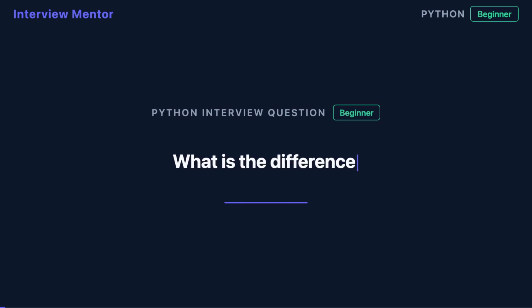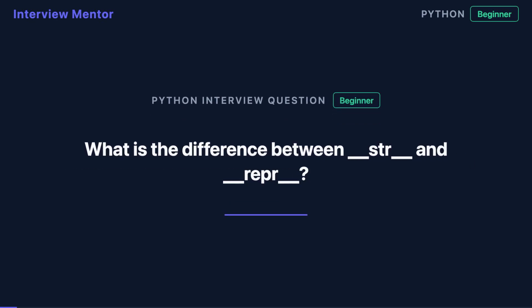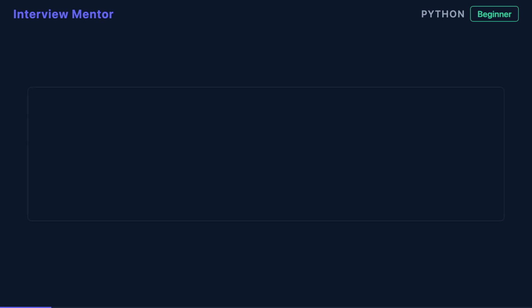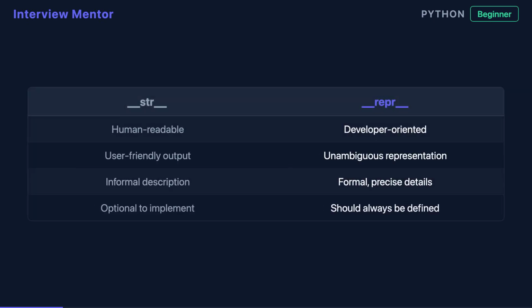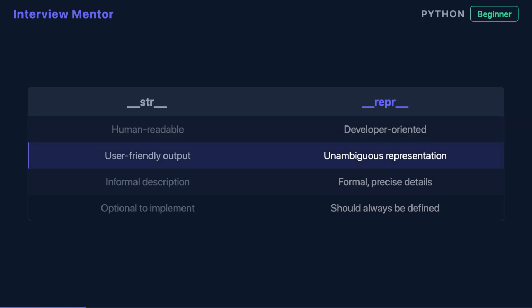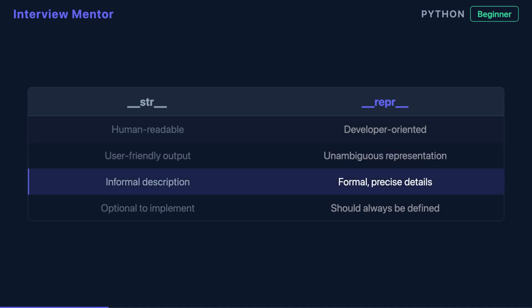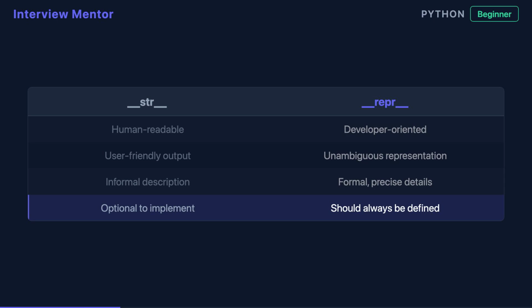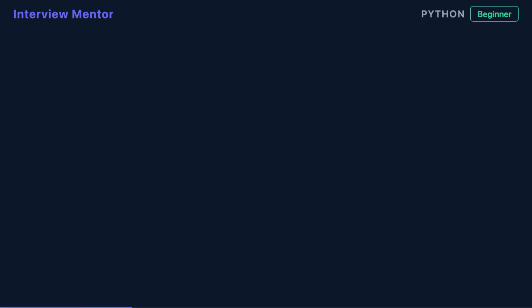Ever print an object in Python and get a cryptic memory address instead of useful information? The magic methods __str__ and __repr__ control what you see, but they serve very different purposes. __str__ is designed for human-readable output. It creates user-friendly strings meant for end users. __repr__, on the other hand, is for developers. It provides an unambiguous representation that helps you understand exactly what the object is during debugging.